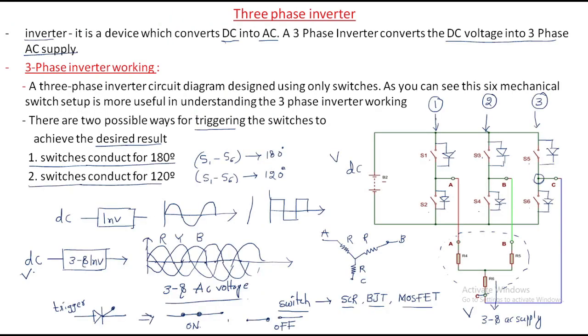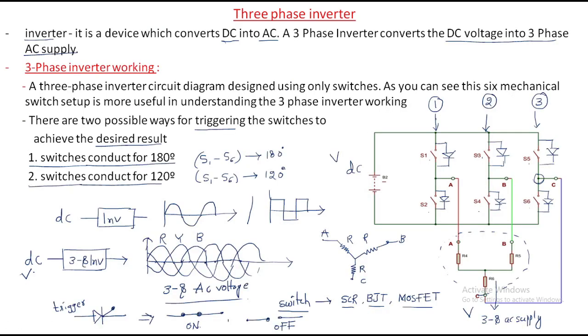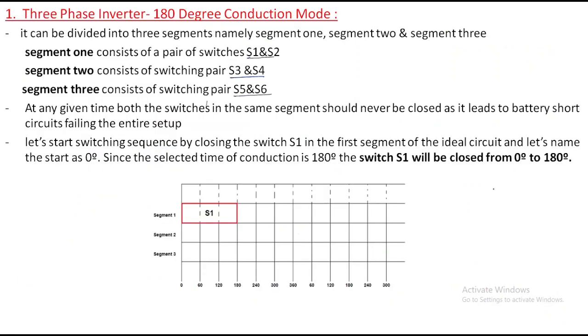So to operate these switches, for example, S1 and S2 are never on at a time. If S1 is on, S2 must be off. If S3 is on, S4 must be off, like that. For example, if two switches are on at a time, what happens? This is the input DC supply. If S1 is on, it is short circuited, and if S2 is on, it is also a short circuit. What happens?